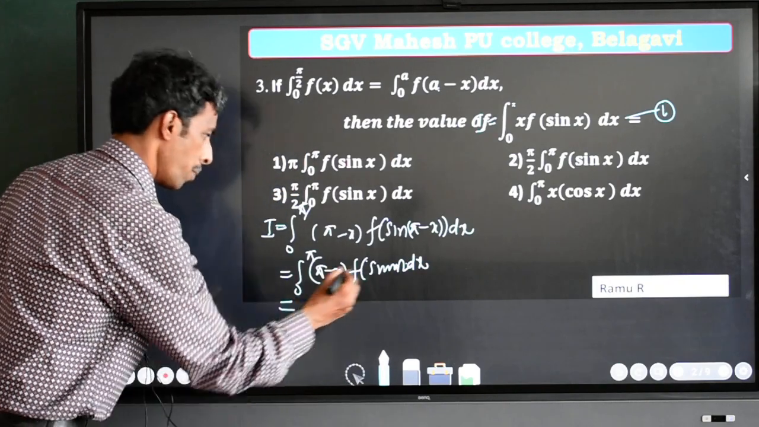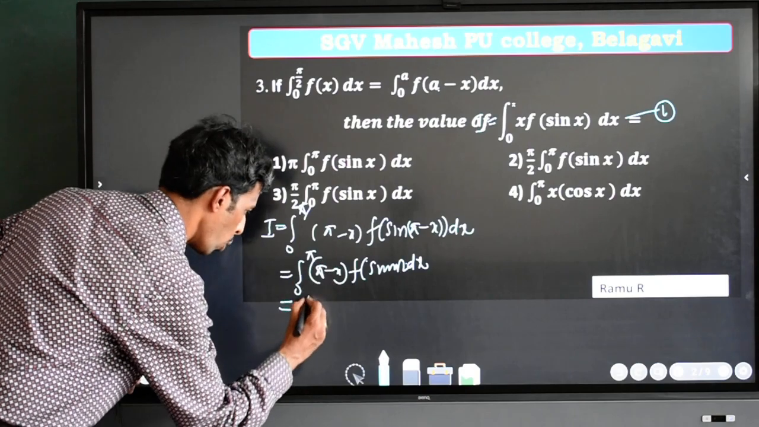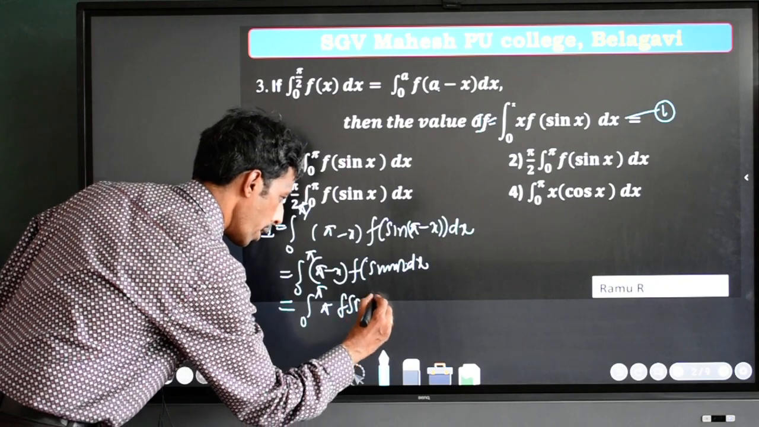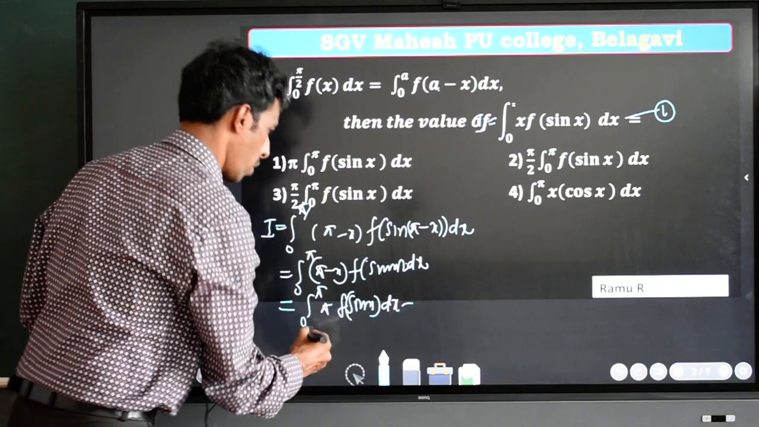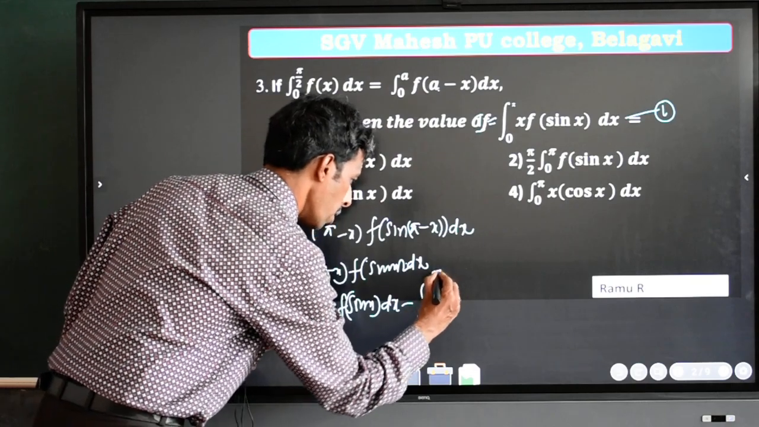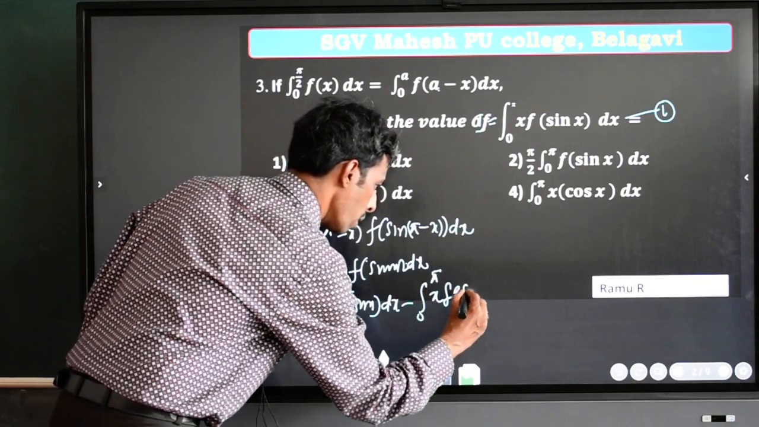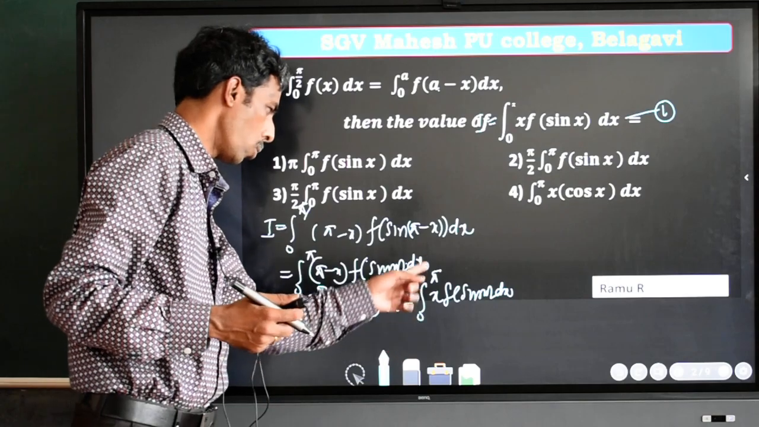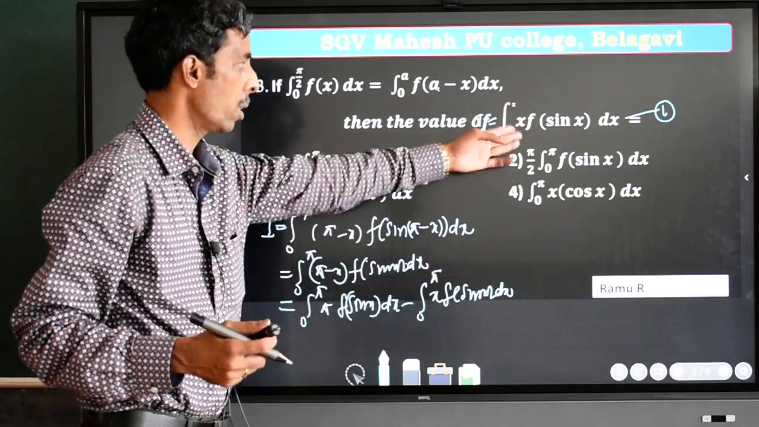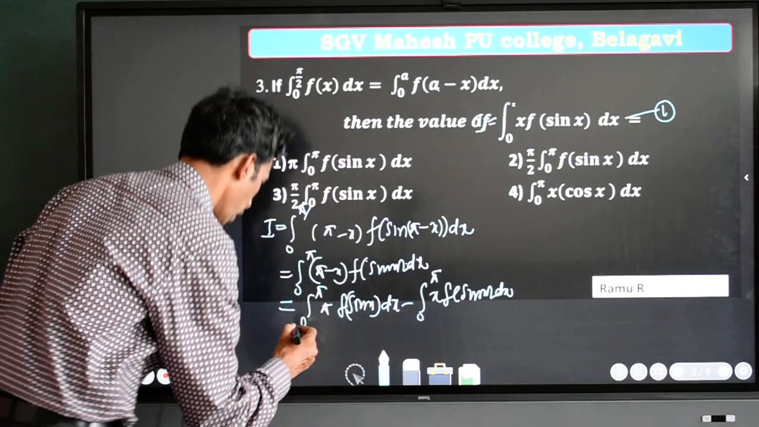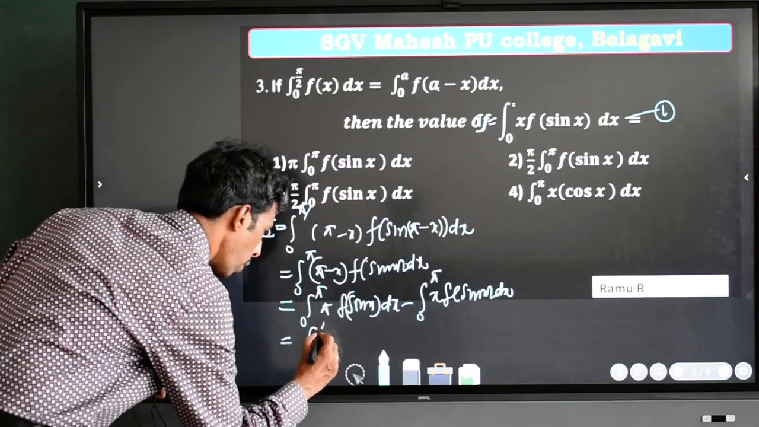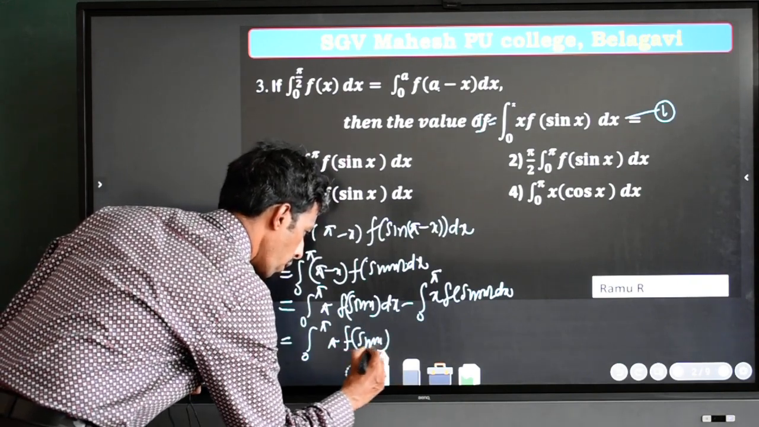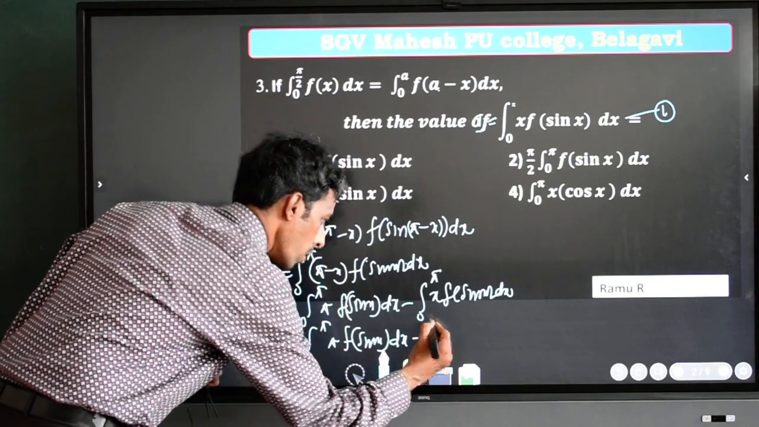Next, this is equal to the integral of f of sin x dx, multiplying both the terms, 0 to pi: pi f of sin x dx minus the integral from 0 to pi of x f of sin x dx. As you know very well, the integral from 0 to pi of x f of sin x dx is given, therefore you call this I. This equals the integral from 0 to pi of pi f of sin x dx minus I.